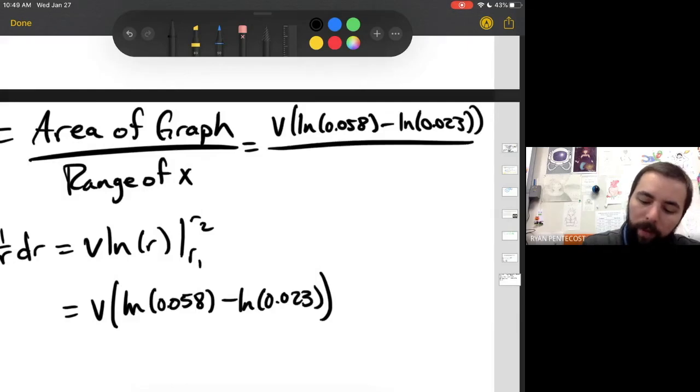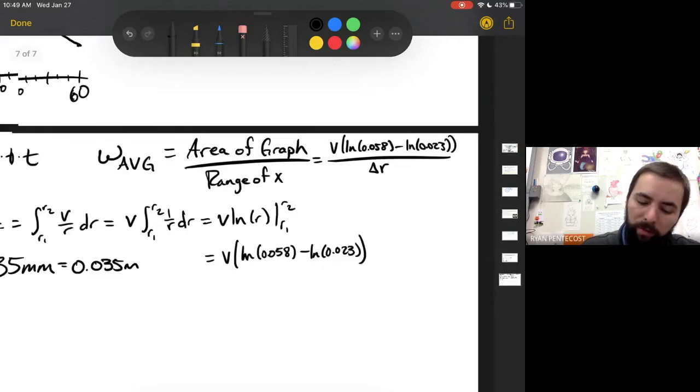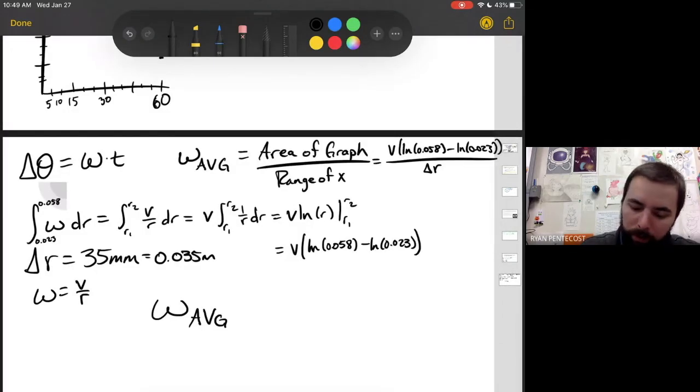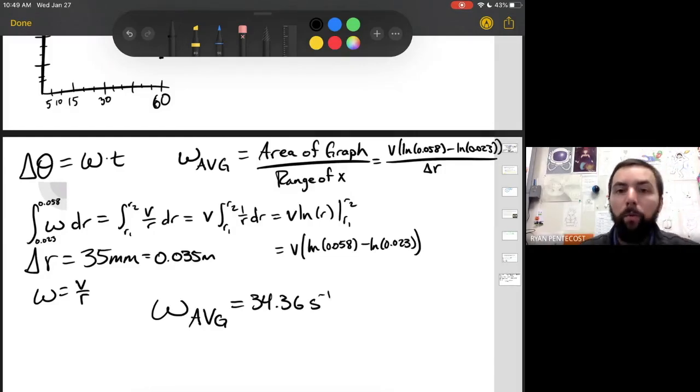Okay? Divided by the range of x, which is your delta r. Okay? And that delta r is 0.035. So if you put that in your calculator, your omega average is going to come out to approximately 34.36 radians per second. Okay? If you plug in V for your 1.3 and 0.035 for your delta R.